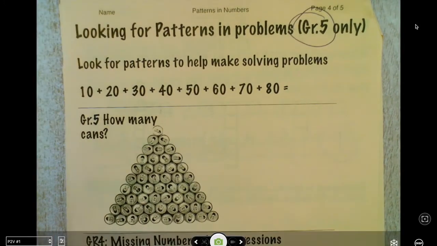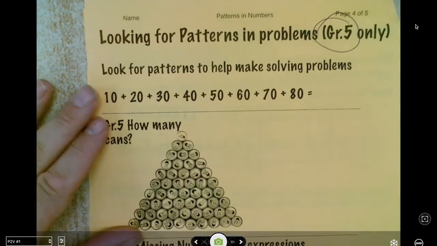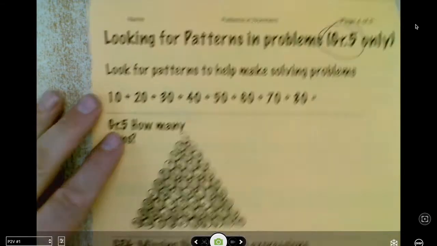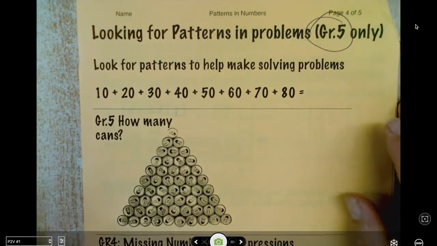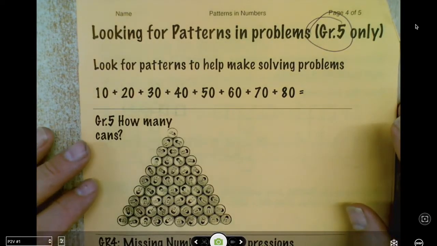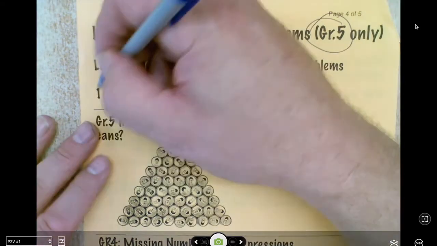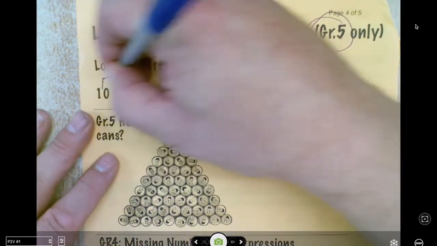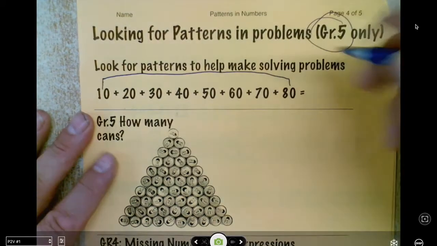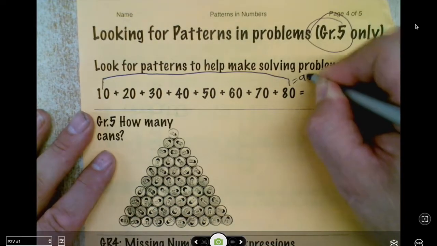There was a section in the textbook where they tried to teach us to solve problems by looking at a pattern, and this is a pattern that they use where you've got a series of regular numbers, and what they want you to do is to add this by looking for a pattern. The pattern they want you to do is take the smallest guy and add it to the biggest guy, and for us that's going to be 90.